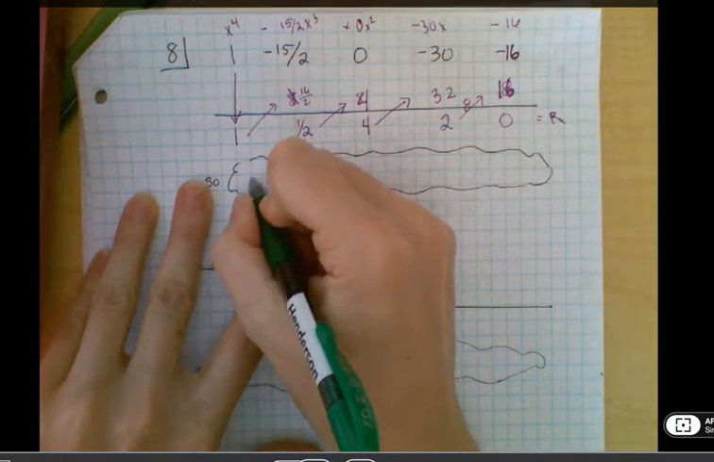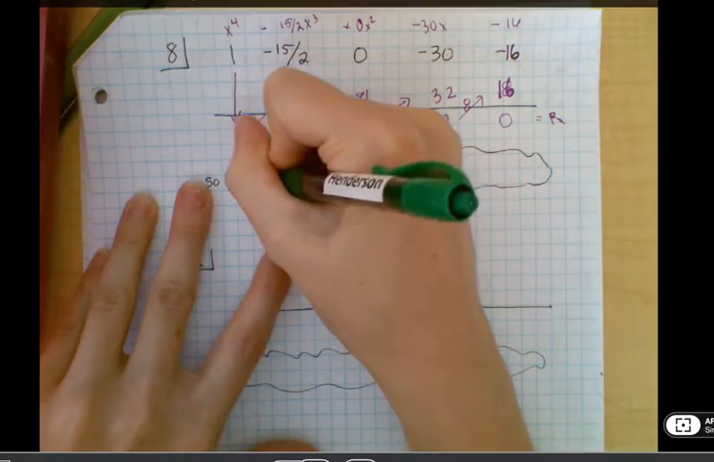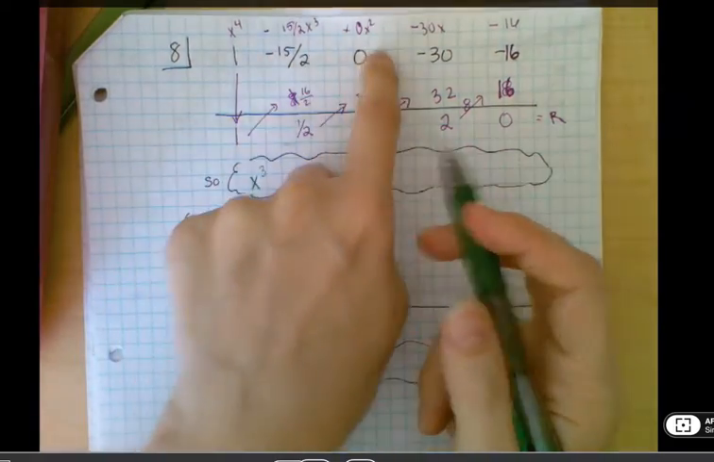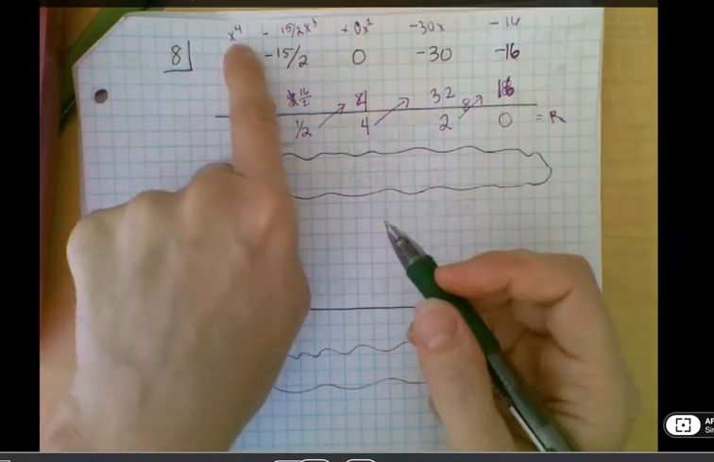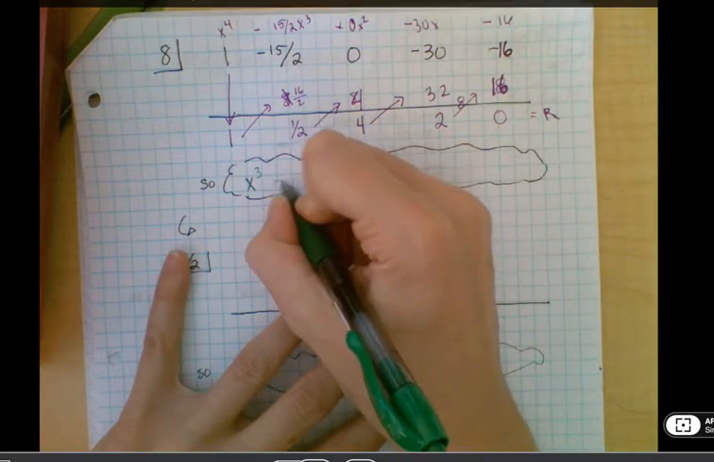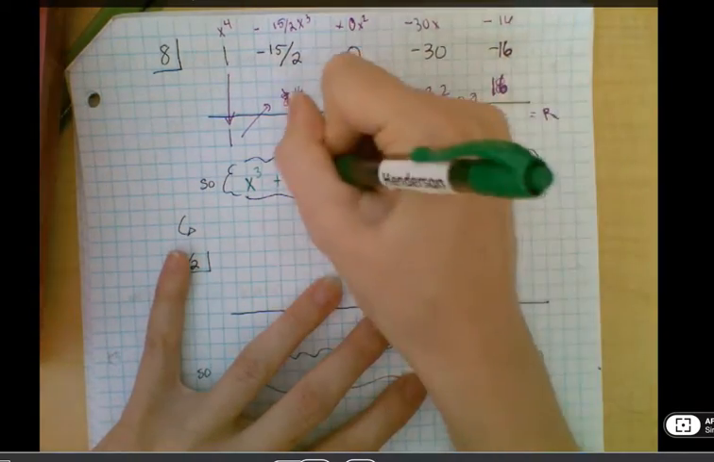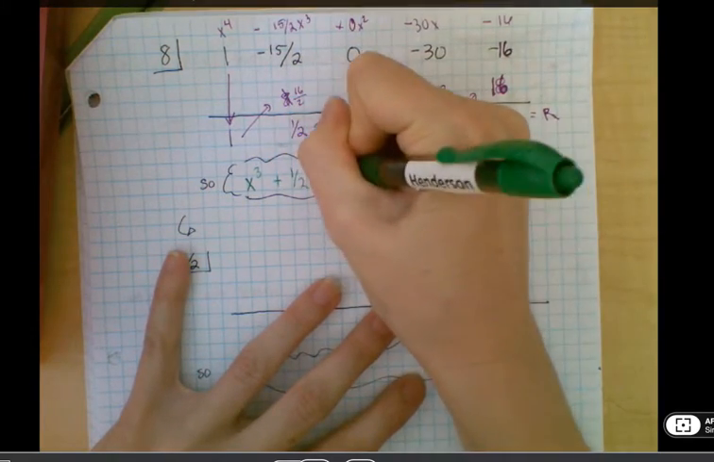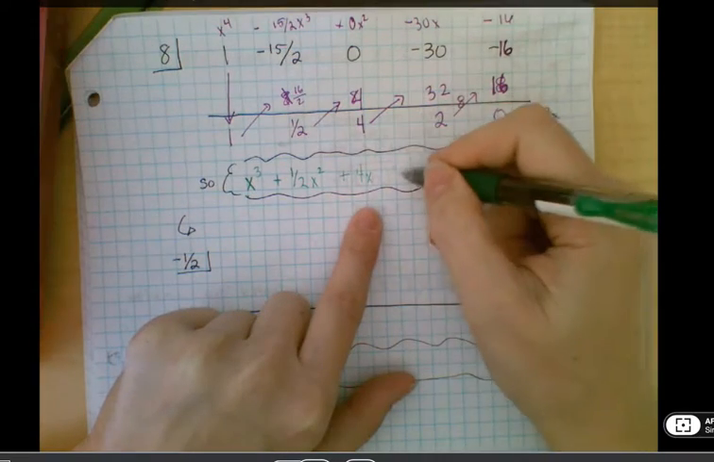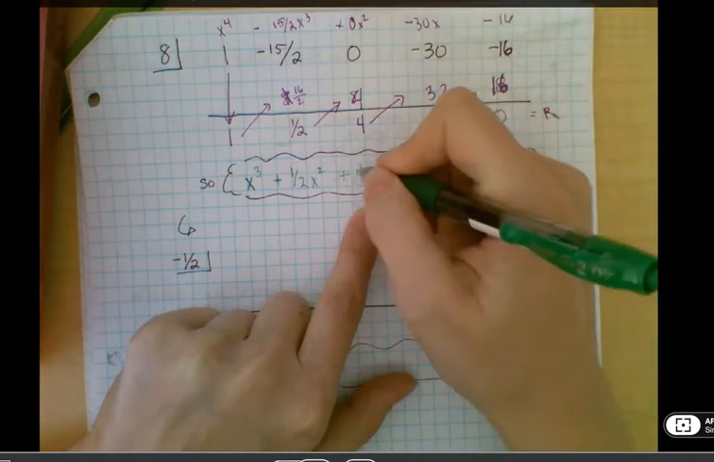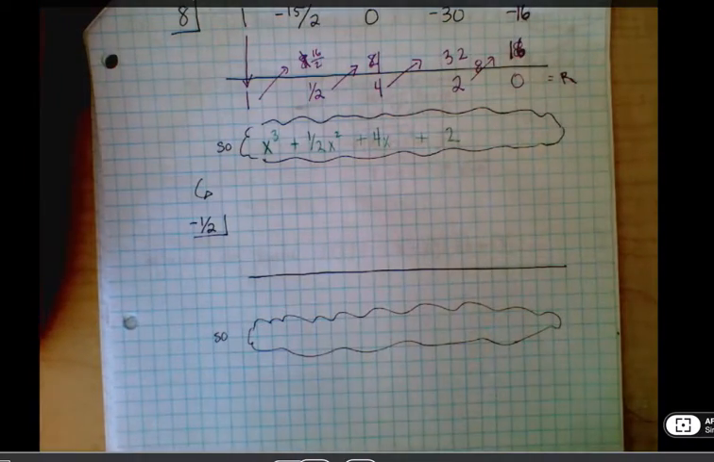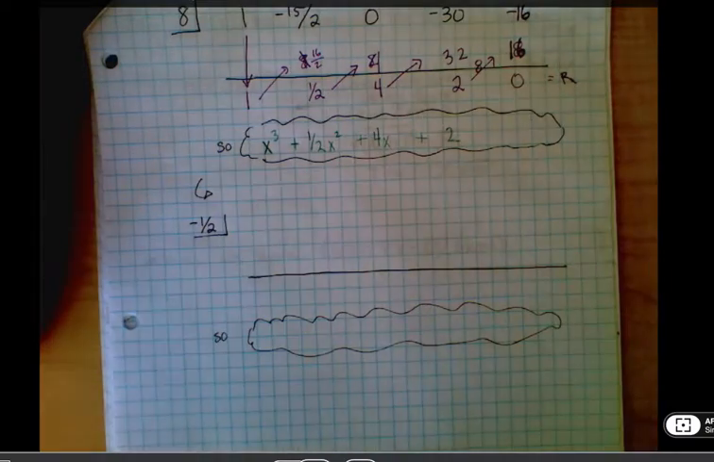So this becomes 1. X to the third, because we divided an x out, which means there shouldn't be any x to the fourths left, right? X to the fourth divided by x is x to the third, plus 1/2 x squared plus 4x plus 2. That pen is not being friendly right now, so we're going to move on to a different pen.